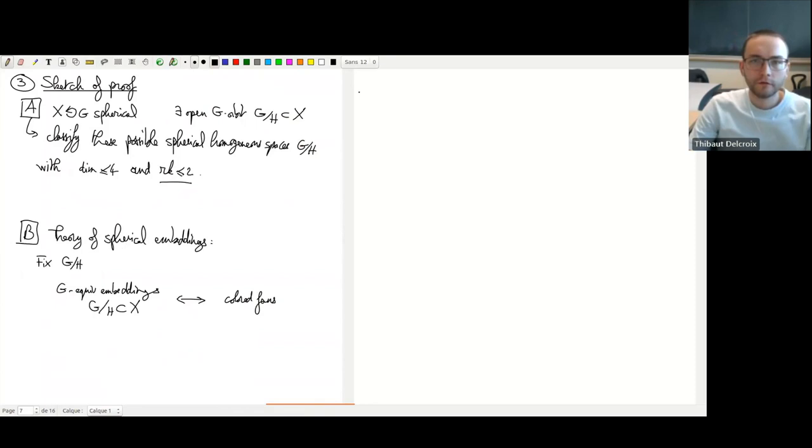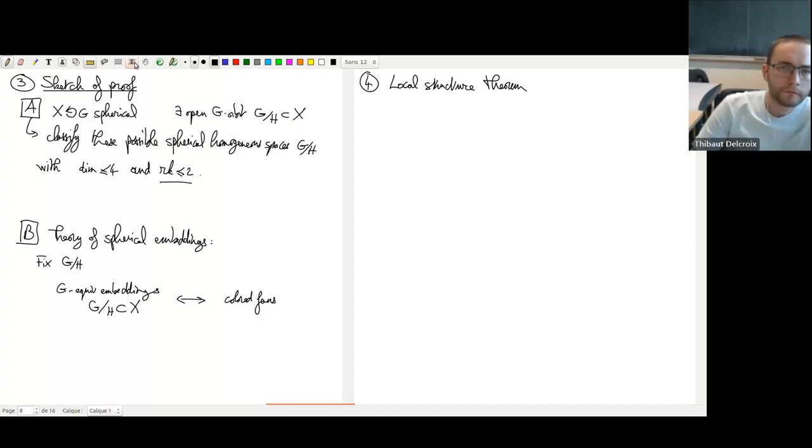Okay. So now I'll give more details, mainly about the first part of the proof. The main ingredient for this first part is the local structure theorem. And this part of the argument was actually essentially in Johannes' thesis. So we want to use a classical theorem from the theory of spherical varieties, which is called the local structure theorem.